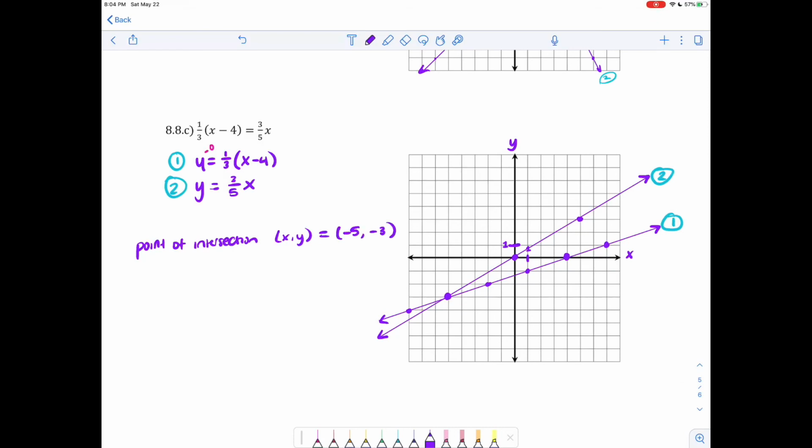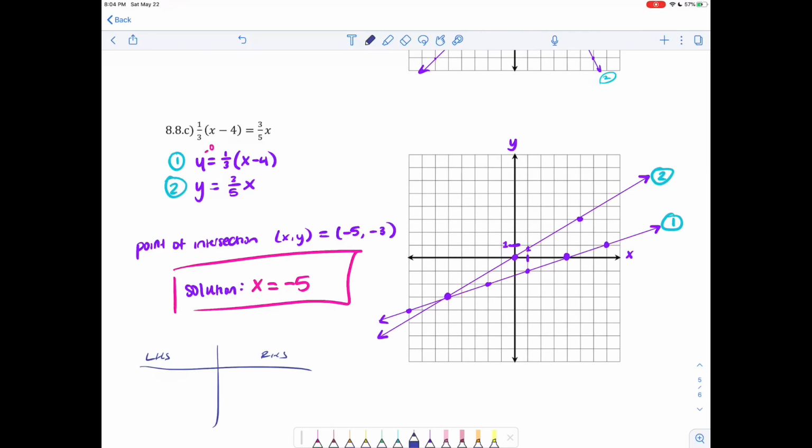But again, we're not looking for the point of intersection as a final answer. We want our solution to only include our x value. So we have x is equal to -5 as our solution. One final note is that it's possible to verify your solutions, and you can verify them algebraically. Same as we verified things when we dealt with systems. That's to break things up into a left side and a right side and see what happens when you plug in your solution. So where this left side says something like 1/3 of x minus 4, and this right side says 3/5 of x, what happens when x is -5?